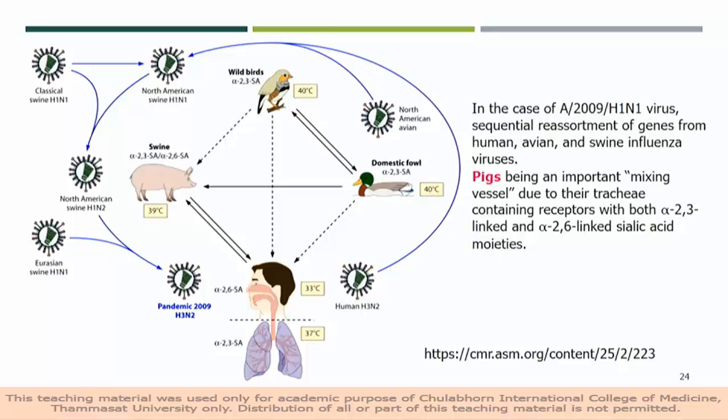The sequential reassortment of genes from human, avian, and swine influenza viruses that occurred in 2009 generated the new strain of the virus, and pigs are an important mixing vessel due to their trachea containing receptors with both alpha-2,3 linked and alpha-2,6 linked sialic acid with galactose, as I already mentioned. So the pig's cells can bind to influenza virus from avian and from human.